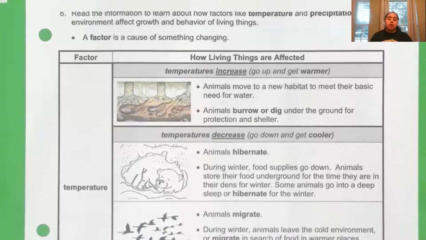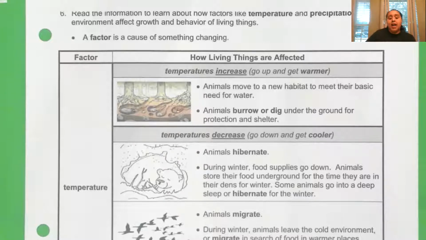So now we're going to learn about some factors that affect our environment and affect the growth and the behavior of living things, okay? We're going to learn about two factors, temperature and precipitation. Now we know precipitation means rain, snow, sleet, or hail, right? We've learned that already when we learned about the weather unit, right? So we're going to learn about how these two factors affect an environment and then affect animals.